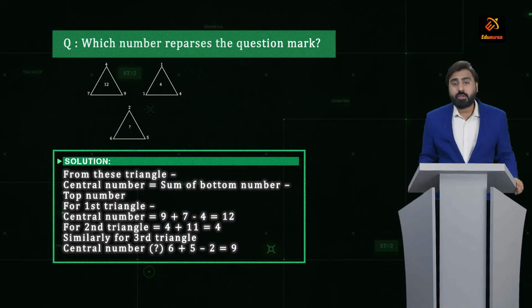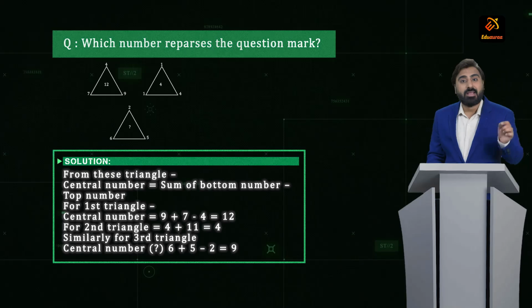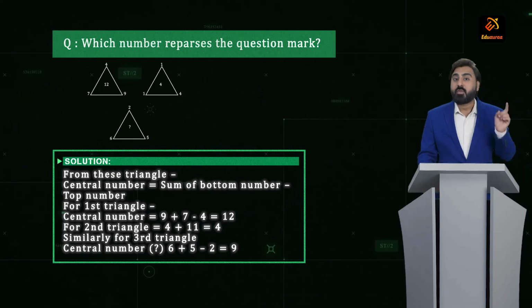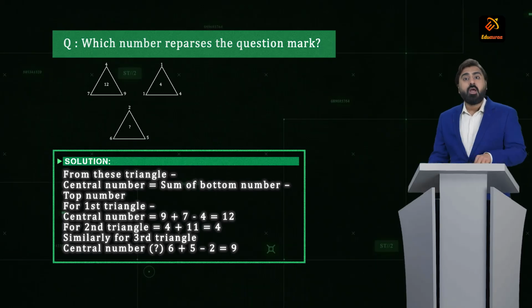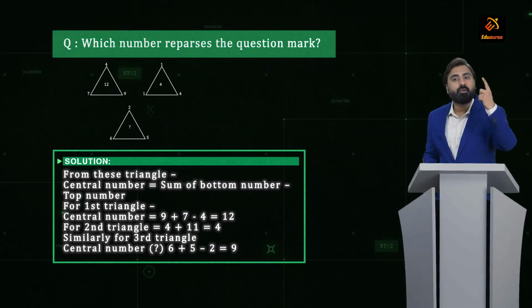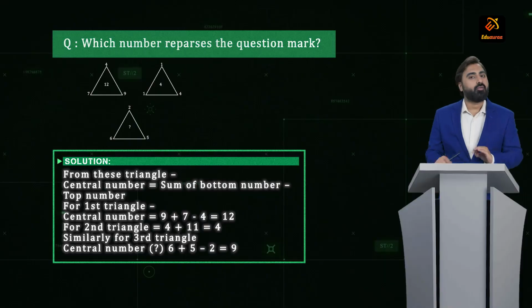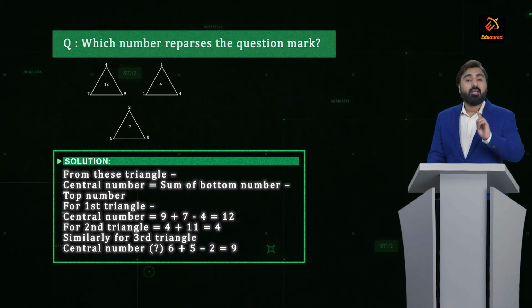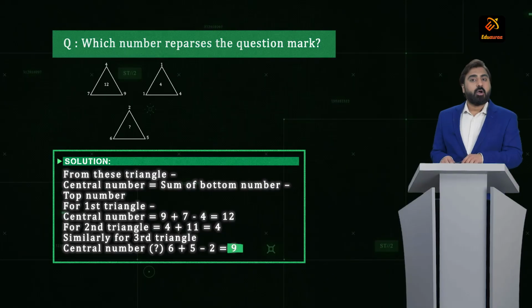So what is the logic used here? The number at the center of each triangle equals the sum of the lower two numbers minus the top number, and this is how you find your answer. So what is the correct answer, students? Yes, the correct answer is 9. And this is how we end our sum. So students, I hope you understood how to solve this. Let's solve one more question.